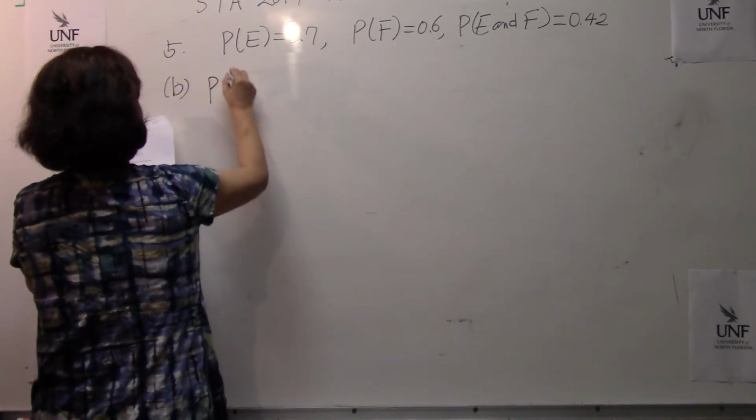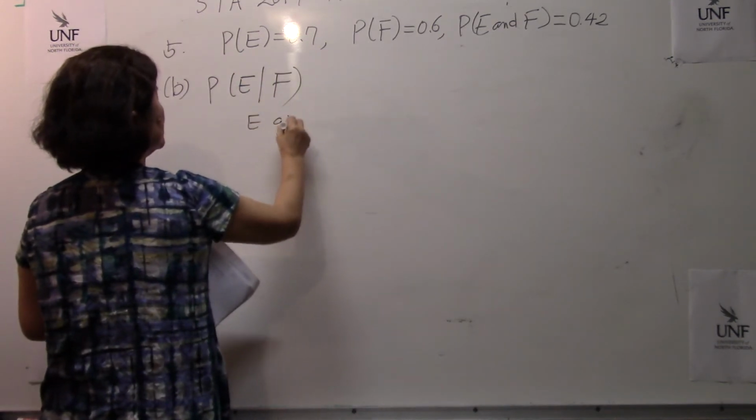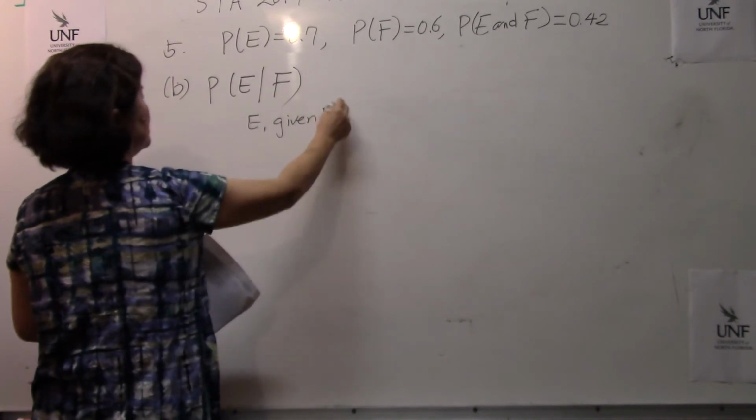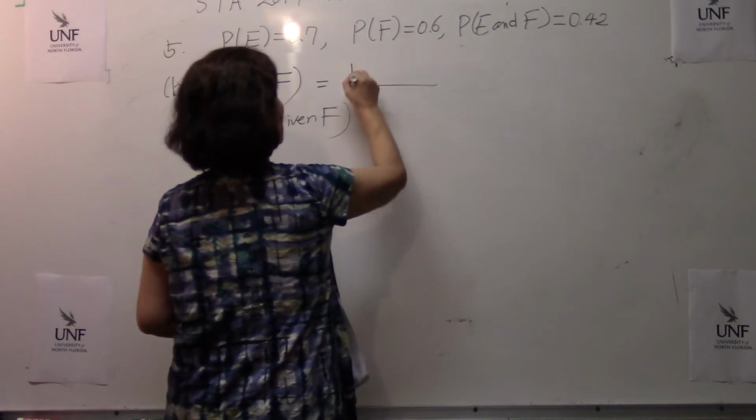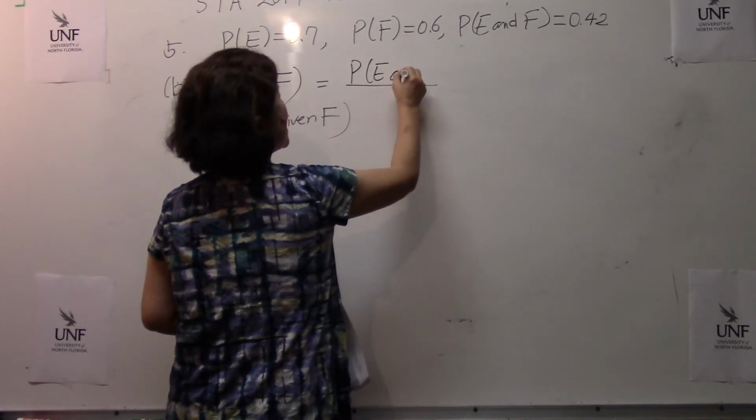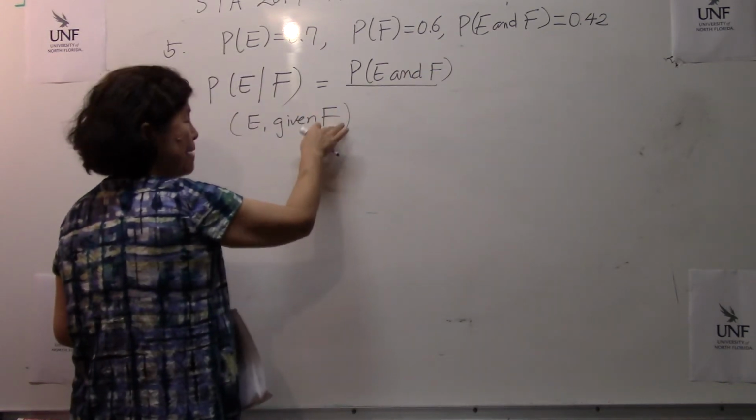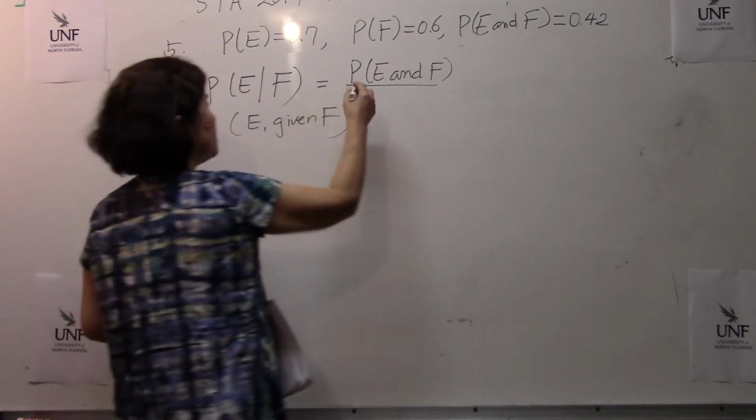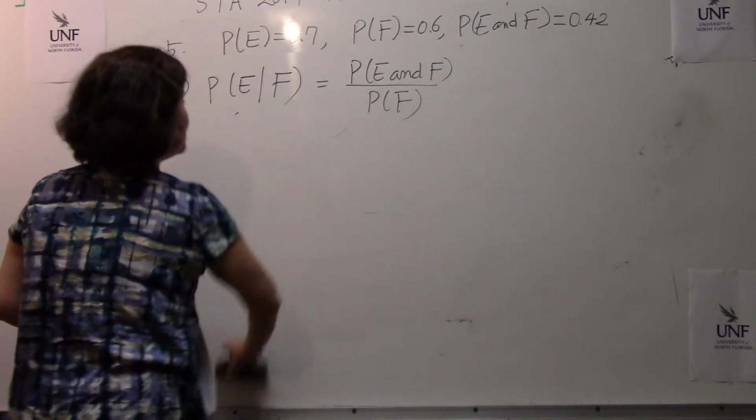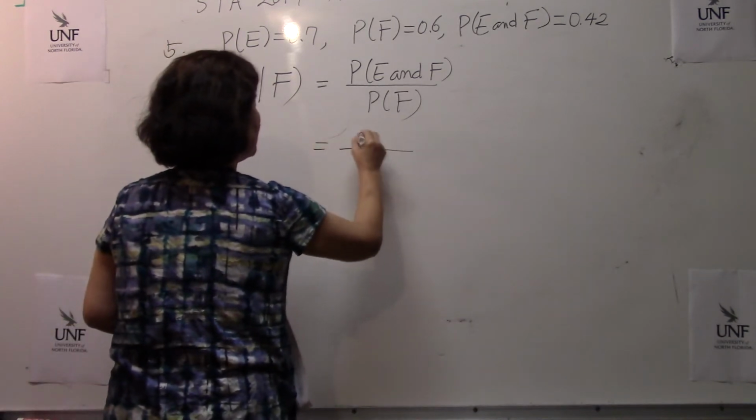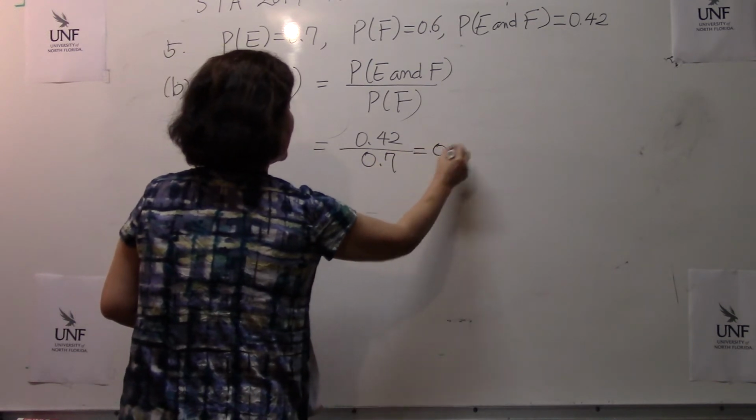Find the probability that E given F. Okay? E given F. So what does that mean? By definition, this is the probability that E and F occur divided by the probability of F, since F has taken place. This is by definition, so what is that? That is 0.42 divided by 0.7. Well, that is 0.6.